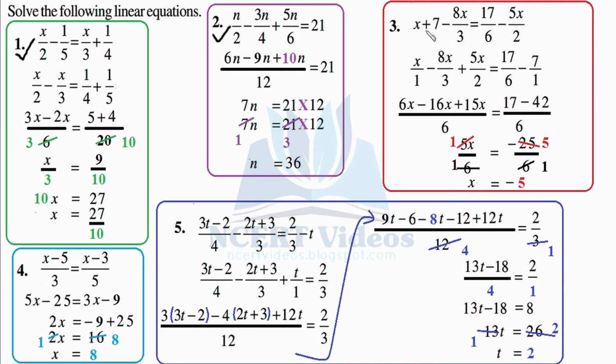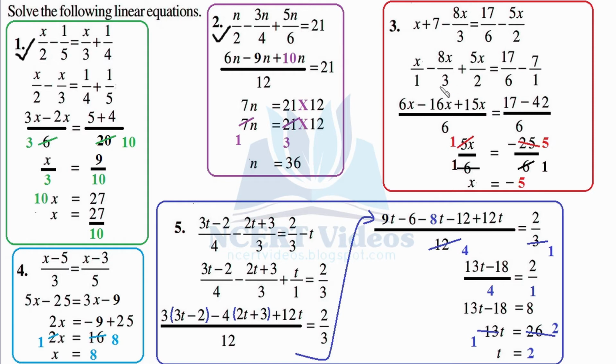Now it's turn. Plus 7 will be transposed towards the right hand side. It will become minus 7 over 1 because it is understood it has a denominator as 1. This is the simplified version, and we have separated our variable x this time on the left hand side and our constant terms on the right hand side.